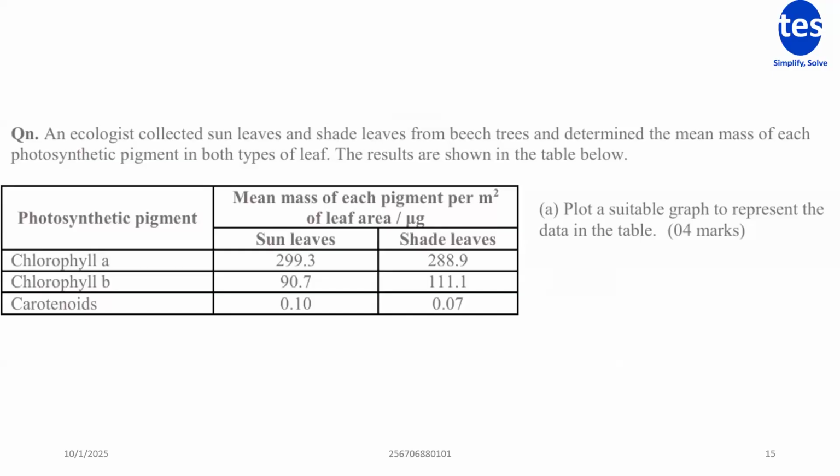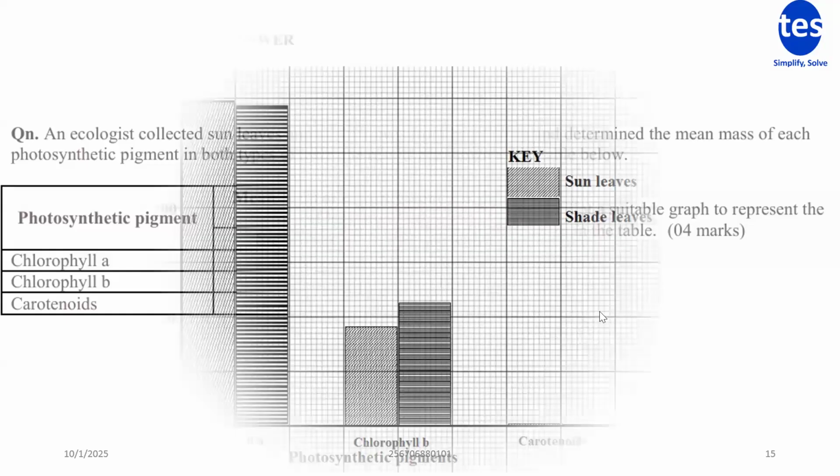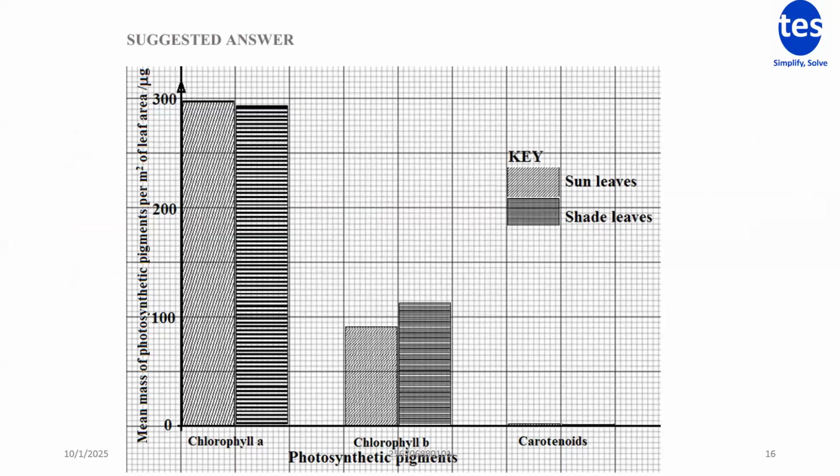These are continuous, meaning you can determine a scale for them. But chlorophyll A, chlorophyll B, these ones are qualitative. They are not continuous. So here you should just simply put them the way they are, and on the other side plot a suitable graph to represent the data in the table. And you see the kind of graph here. That's the way we're supposed to represent it.